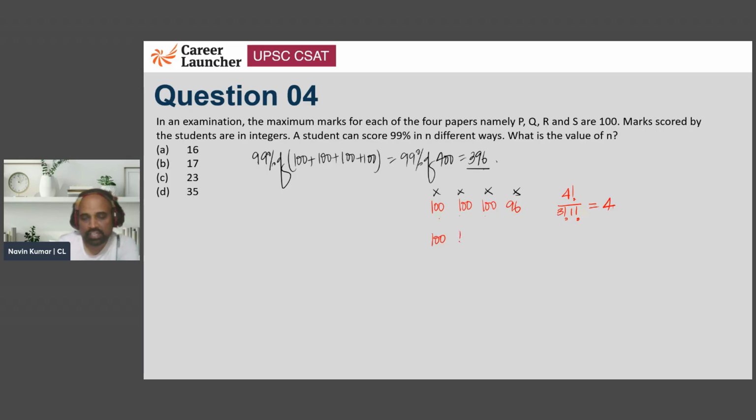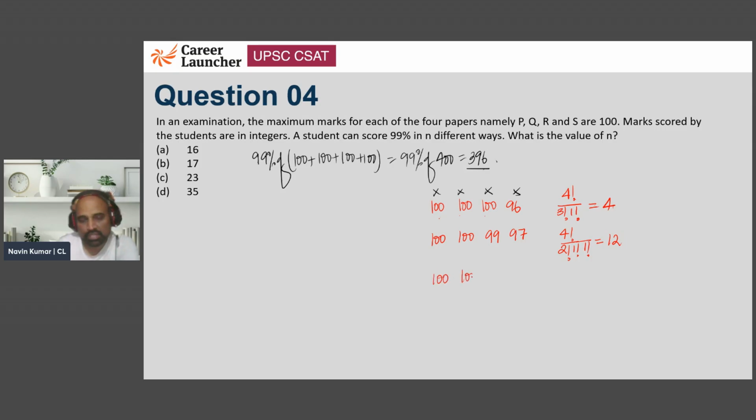Next is, what if we change the second 100 and decrease it by 1 and increase the other one by 1? Because we need to keep the sum as 396 constant. This is going to be 4 factorial. 100 is written 2 times, 99 is written once, 97 is written once. So this is going to give us 12.